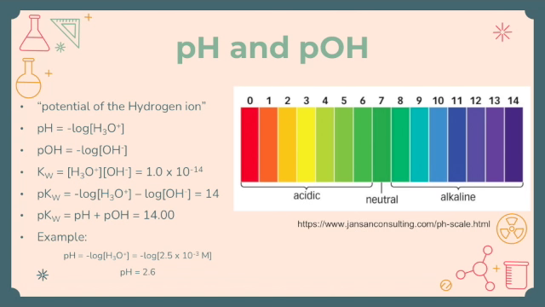The pKw is given by taking the negative logarithm of the hydronium and hydroxide ion concentrations, and this number should always equal 14. This is the same as saying that taking the pH and pOH must always add to equal 14. For example, if you have a hydronium concentration in a solution of 2.5 times 10 to the negative 3 molar, the pH would be 2.6.